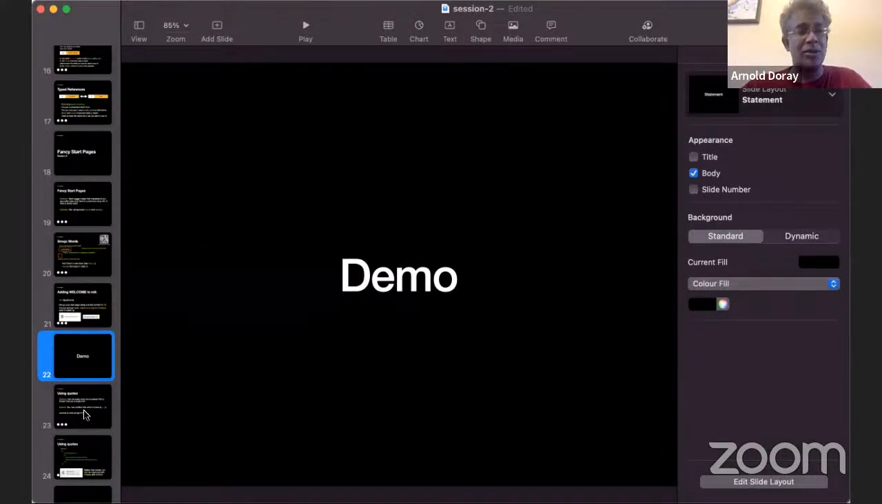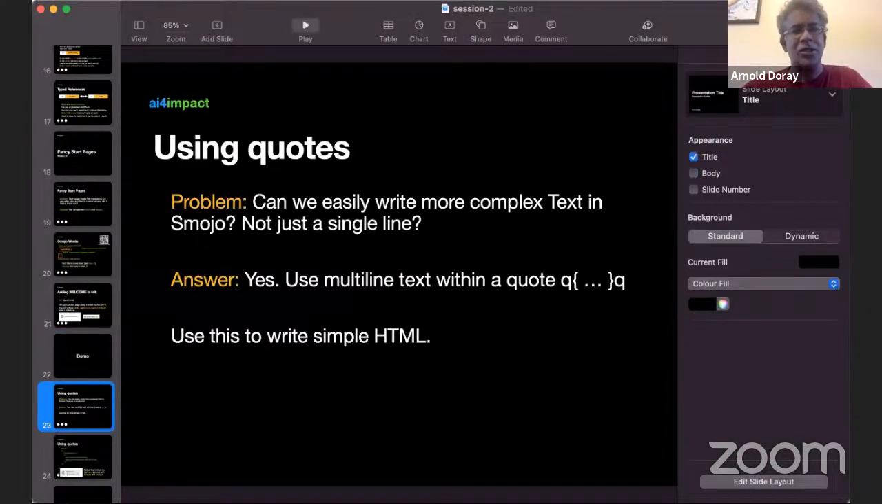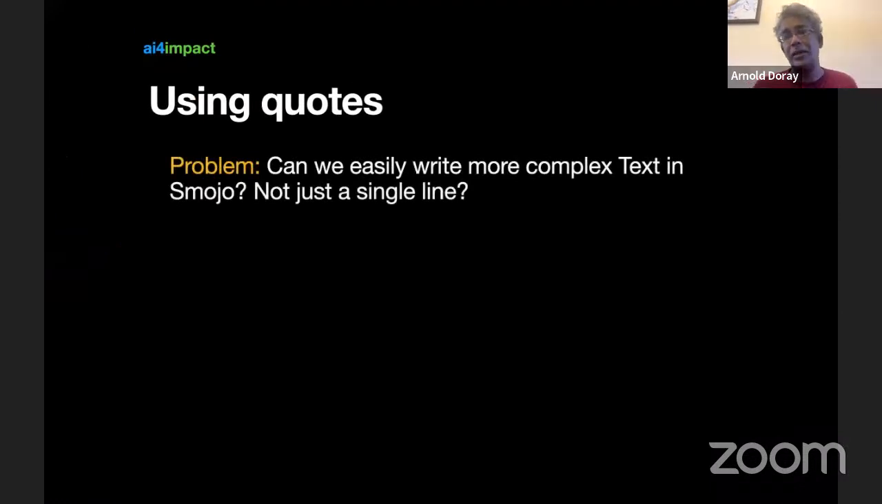So that's where we use quotes. All right. So the problem is really that, can we write more complex text, right? Not just a single line, maybe HTML, for example, in Mojo, right? Not just a single line of text, which actually becomes very long. I'm sure all of you have seen these very long lines, and you're thinking, man, this sucks, right? Okay, so there's actually many ways of doing it.